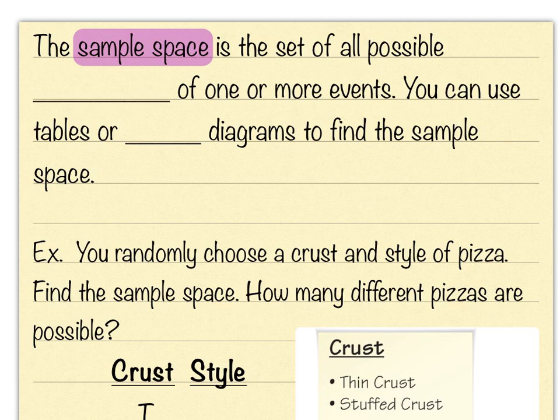So to start off, let's look at some vocab. The sample space is the set of all possible outcomes of one or more events. One or more is the key there, because so far we've only been looking at the probability of one event. For example, I could say, what's the probability of spinning a 6? Now we're going to look at what's the probability of spinning a 6 and then spinning a 1 right after that. So we're going to look at more than one event. That's why it's called compound events. You can use tables or tree diagrams to find the sample space.